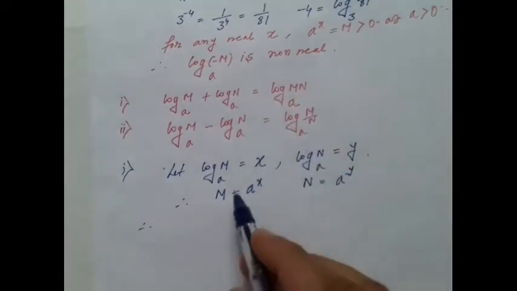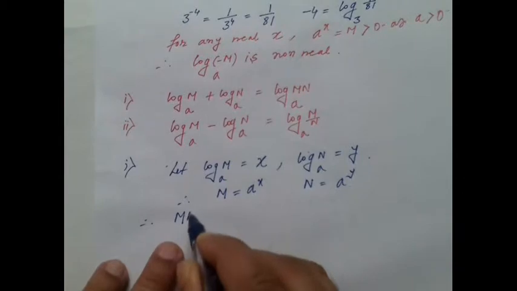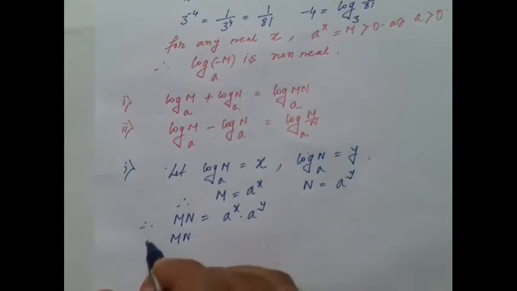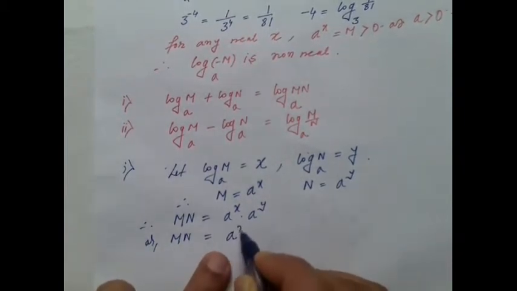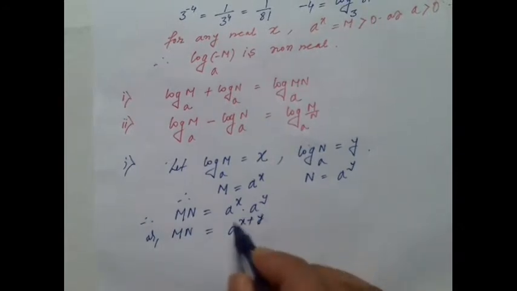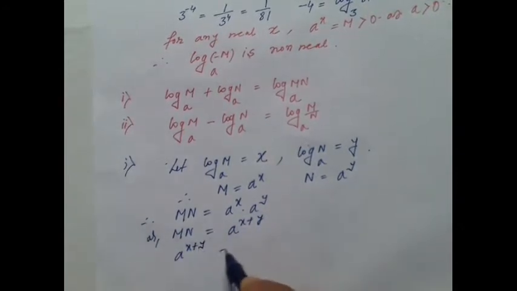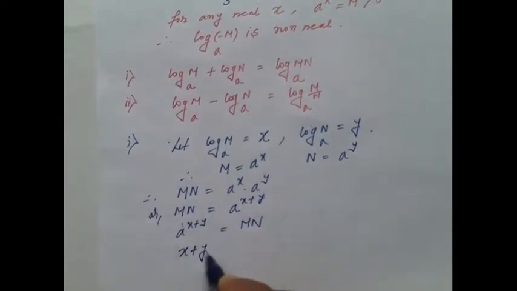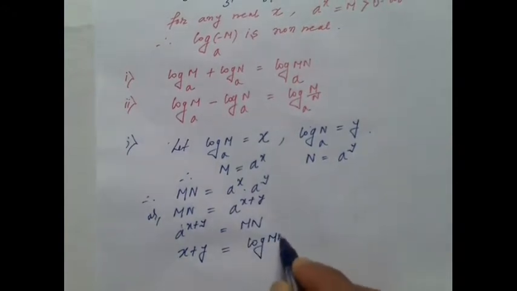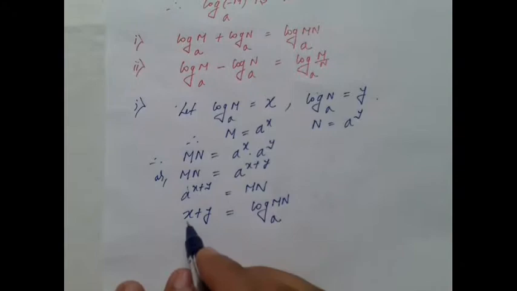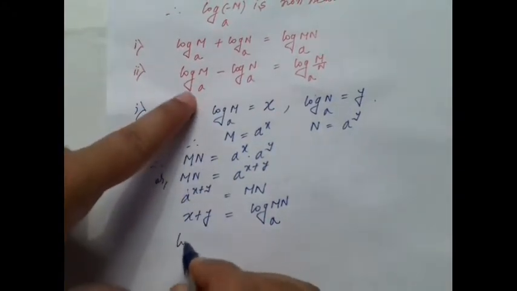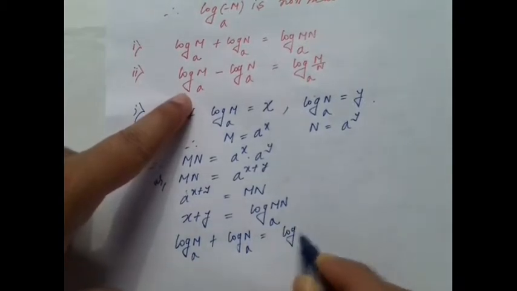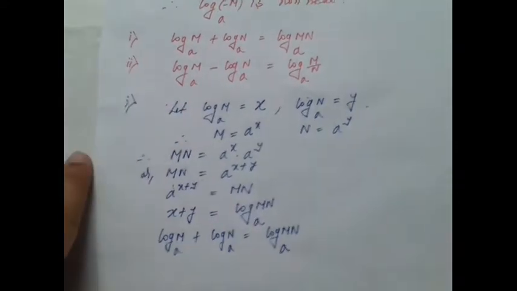Therefore, how to get mn? We have to take the product of these two. m into n equals a to the power x into a to the power y, or mn equals a to the power x plus y. So we got a to the power x plus y equals mn. Now x plus y is the power, a is the base, so we can write the power x plus y equals log mn to the base a. Now if we put the value of x, we have taken x equals log m to the base a, y means log n to the base a, equals log mn to the base a.